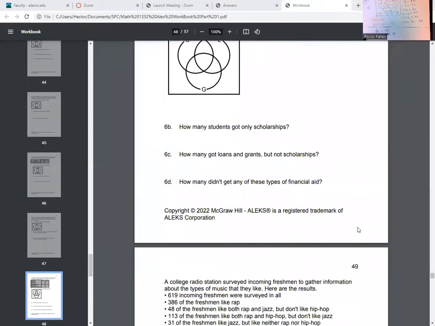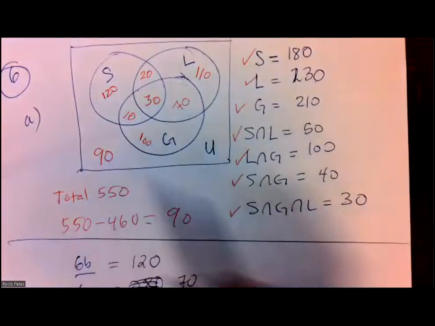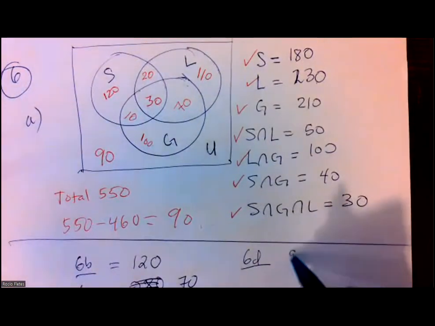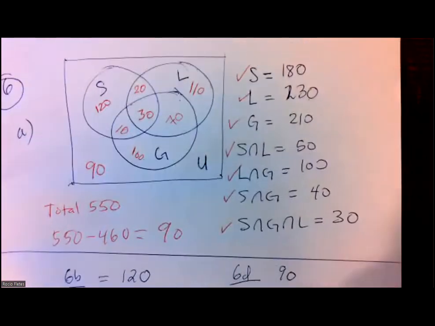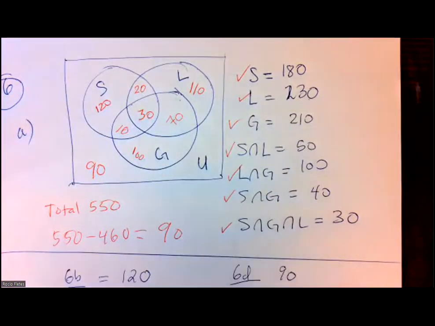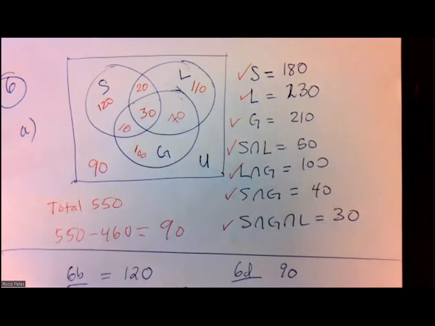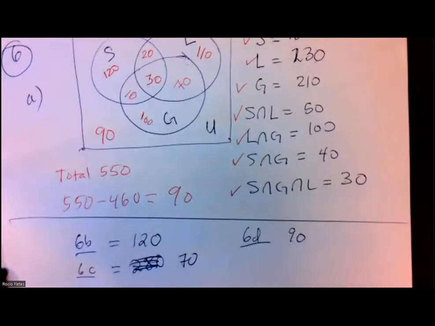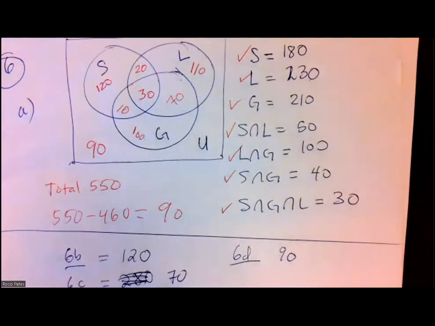Let me go back to the workbook. 6D, how many didn't get any of these? Well, we answered that question, right? It was 90 people for 6D. So 90. The ones that are totally outside of the 3 sets, that's going to be 90. So 6D is 90. There it is.